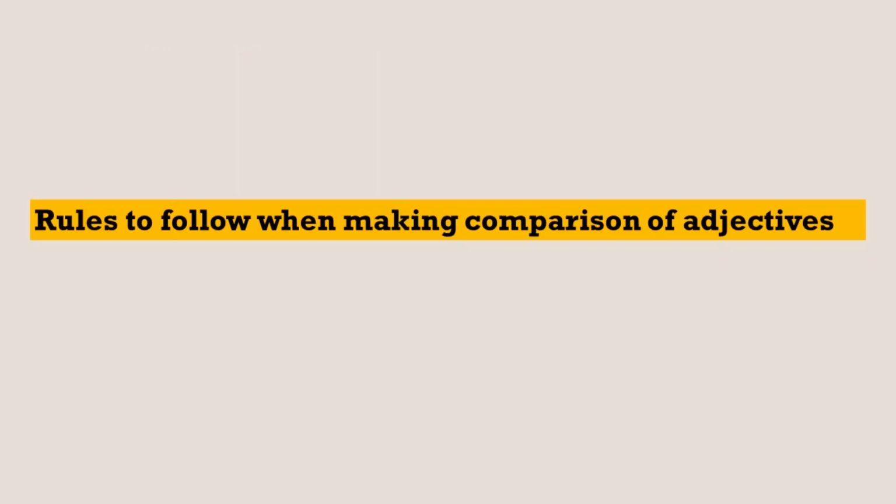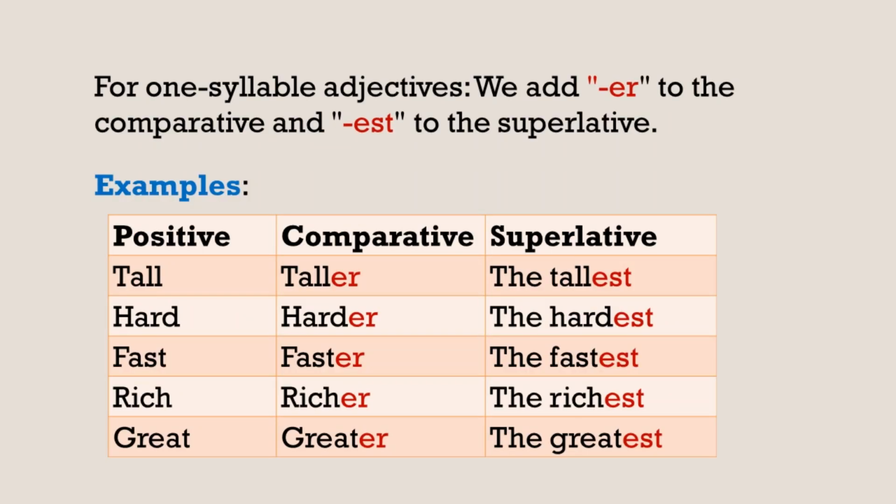We have rules to follow when making comparison of adjectives. Rule 1. For one-syllable adjectives, we add er to the comparative and est to the superlative. Example: in the positive we have tall, hard, fast, rich, and great. In the comparative we have taller, harder, faster, richer, and greater. And in the superlative we have the tallest, the hardest, the fastest, the richest, and the greatest.